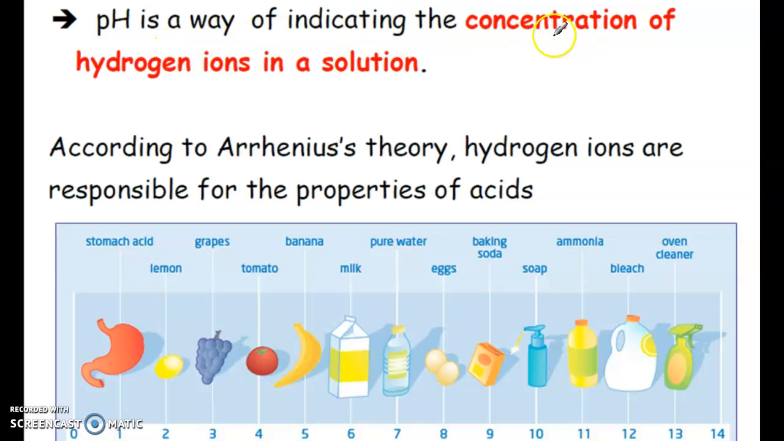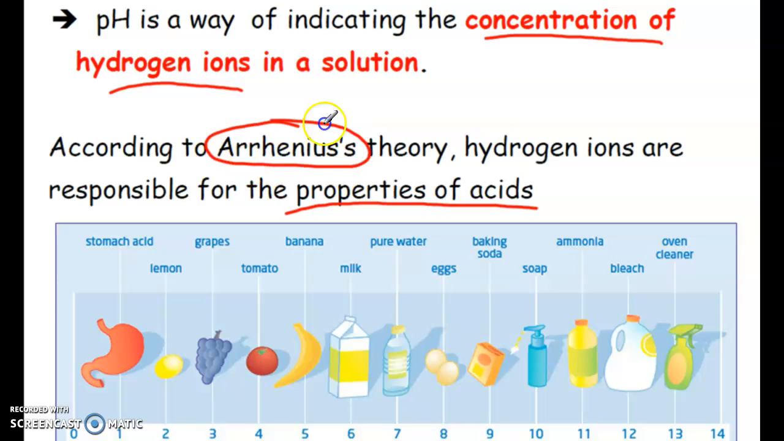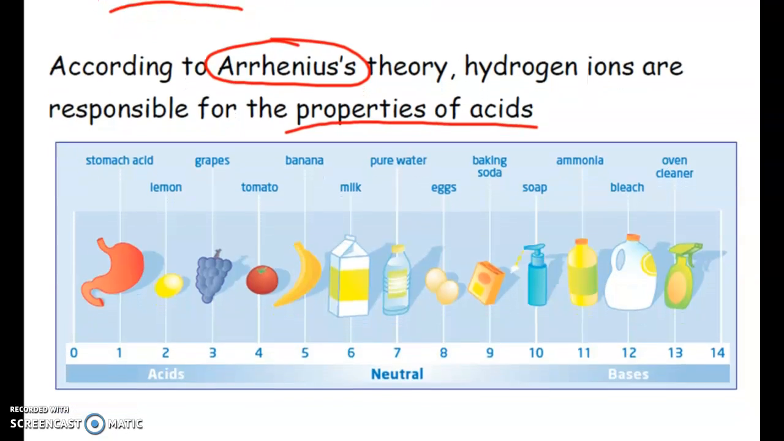So pH is a way of indicating the concentration of hydrogen ions in solution. Of course, we know hydrogen ions are the main reason why acids have the properties they do, whereas bases are hydroxides, right? Arrhenius, we've seen this name before. Arrhenius is the person who first looked at dissociation and ions in solution and how they behave. He contributed quite a bit to our knowledge of acids.